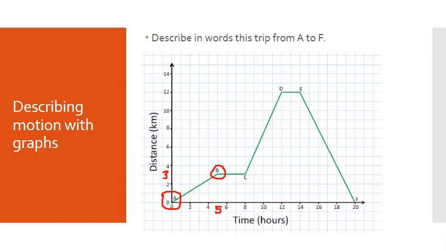Then it stays there for 3 hours until 8 o'clock, or 8 hours after the start. And then it speeds away, this time a little bit faster, for 4 hours till it gets to D. And D is 12 kilometers from the start, where there's a rest for a couple of hours. And then from E to F, you can see that the car goes back to its starting point at a constant velocity. And how do we know it's a constant velocity? It's because the line is at the same slope all the way.